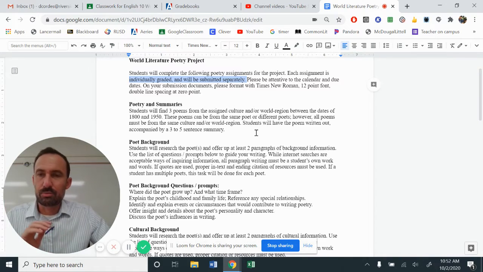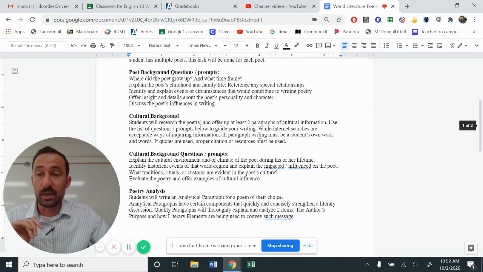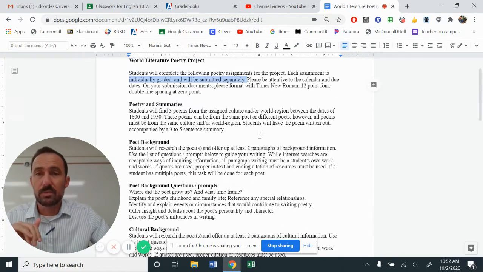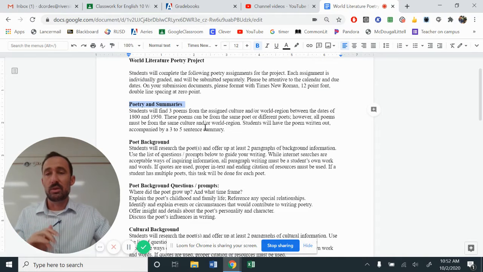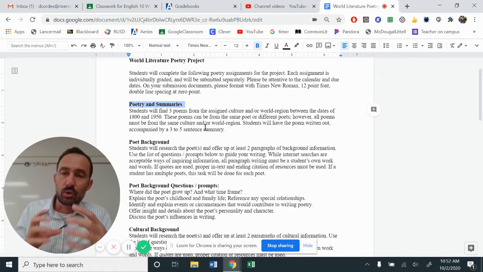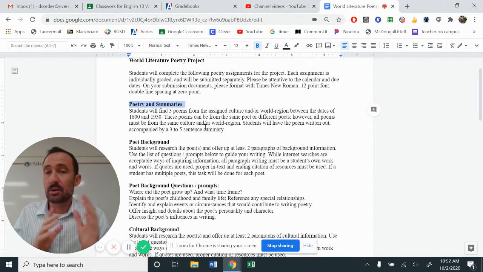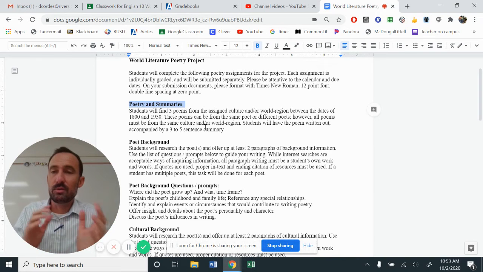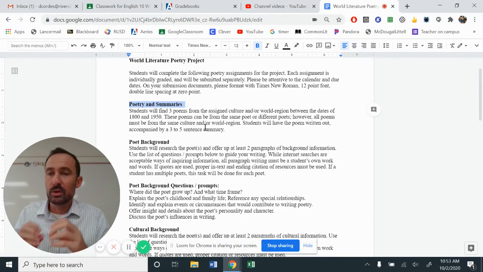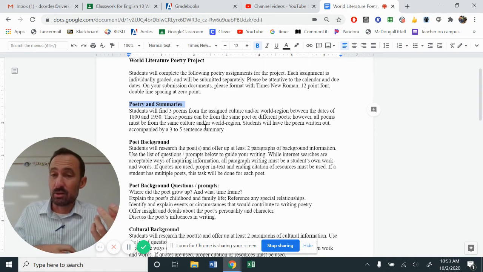So I'm going to quickly go through all of these components. You can see that there's lots of them, but we're going to be working over them the next 2.5 weeks. So the very first thing that you're going to be doing is finding some poetry and offering some summaries. You're going to find 3 poems from a particular culture or world region between the dates of 1800 and 1950. You are looking for certain poets, literature that stands out, poems that reflect that area in the world as well as that culture.